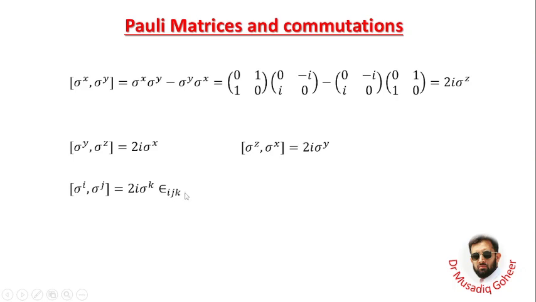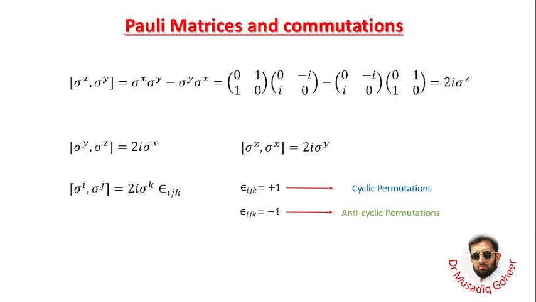This epsilon symbol is known as the Levi-Civita tensor, and i, j, k are indices representing the x, y, and z Pauli matrices. The value of the Levi-Civita tensor will be +1 if we are doing cyclic permutations. Cyclic permutation means taking the order of Pauli matrices in a particular pattern, going from sigma x to sigma y to sigma z to sigma x. Such permutations are called cyclic permutations, and then the value of the Levi-Civita tensor will be +1.